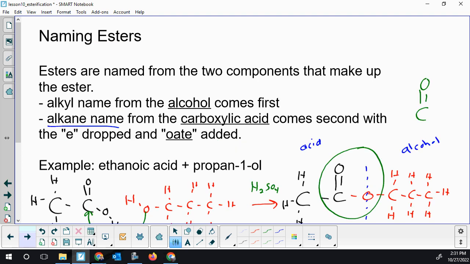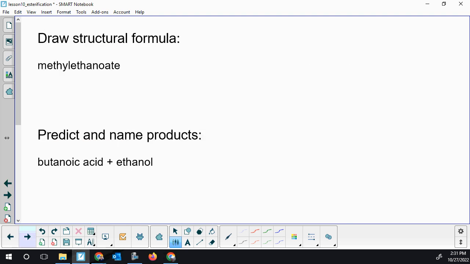So I've got a couple little things to do, but I want you to practice first. This isn't a reaction. Can you take the word ethyl methanoate and draw out the ester? There's no water here. And then you've got a reaction. Can you take butanoic acid and ethanol and write out a reaction and name the products?